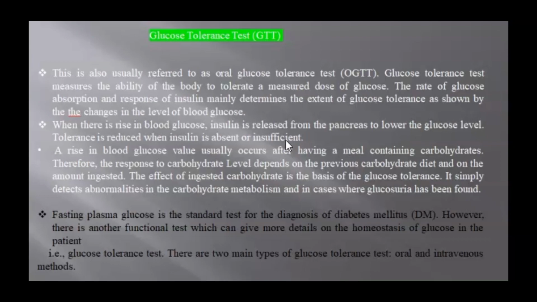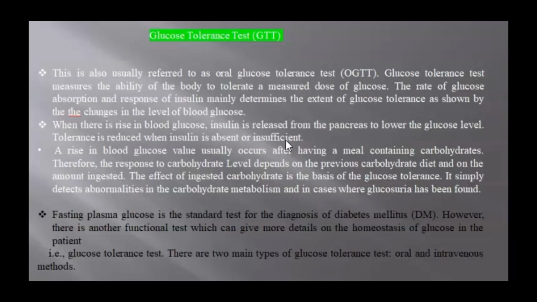So in the blood glucose tolerance test, we consider the amount of glucose that is in the bloodstream. If insulin is released from the pancreas, it will lower the glucose level. Now, look at it. Tolerance is reduced when the insulin is absent or insufficient. If the insulin is not sufficient to do its work, or the insulin is absent, the glucose will be more abundant. There will be high blood glucose in the bloodstream.